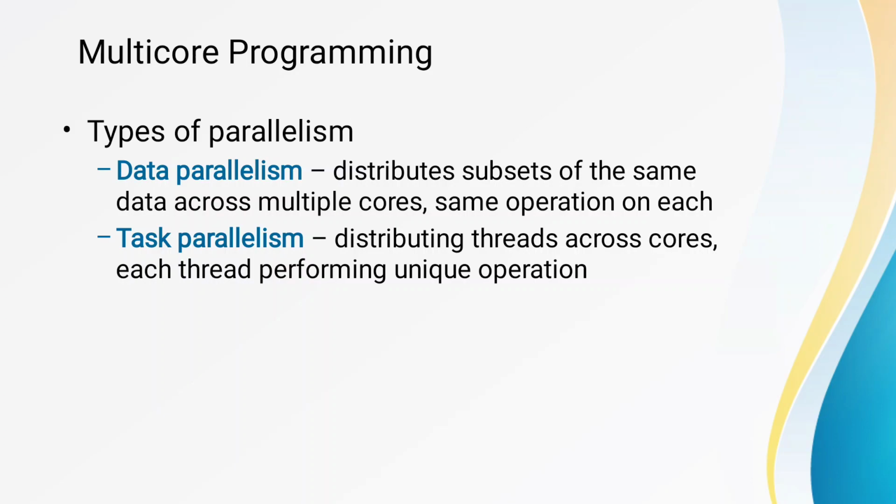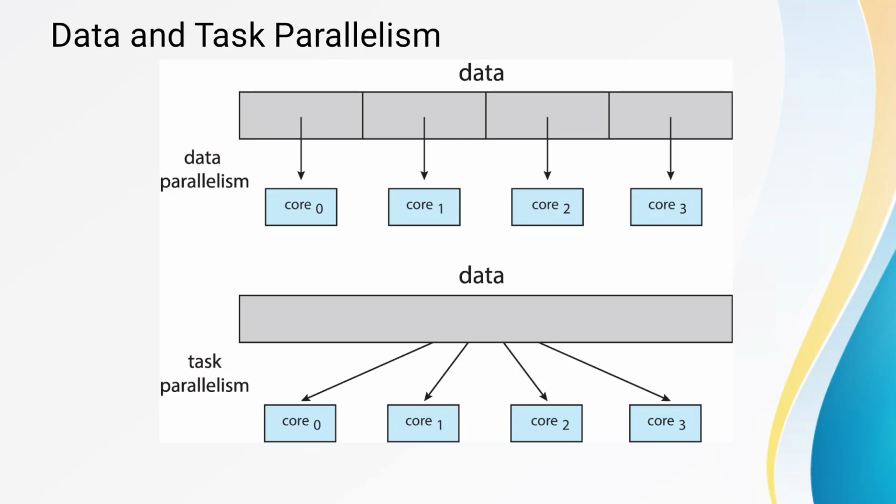In multi-core programming, the types of parallelism are data parallelism and task parallelism. Data parallelism distributes subsets of the same data across multiple cores, with the same operation on each. Task parallelism distributes threads across the cores, each thread performing unique operations. These are the descriptions of data and task parallelism. In data parallelism, each individual piece of data is given to an individual core, but in task parallelism, the same data is shared by the 4 tasks.